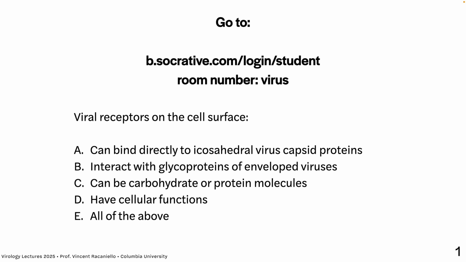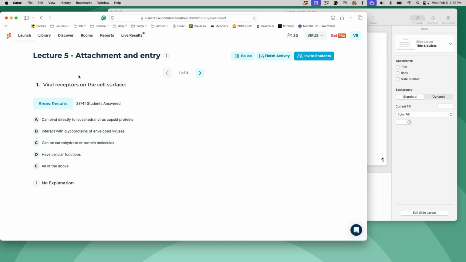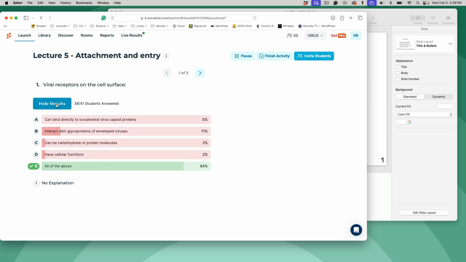First question: virus receptors on the cell surface can bind directly to icosahedral virus capsid proteins, interact with glycoproteins of enveloped viruses, can be carbohydrate or protein molecules, have cellular functions, all of the above. Okay, what did we do? Yeah, all of the above, right? Receptors can bind to icosahedral capsid proteins. They can interact with glycoproteins. They can be carbohydrates, like sialic acid, or proteins. And they obviously have cellular functions, so all of the above.